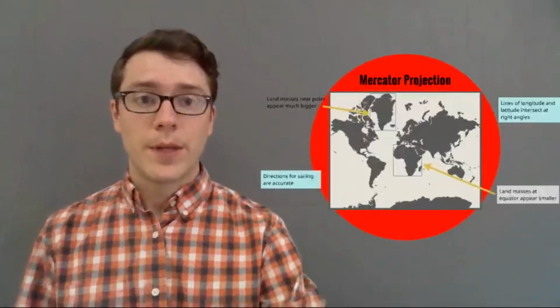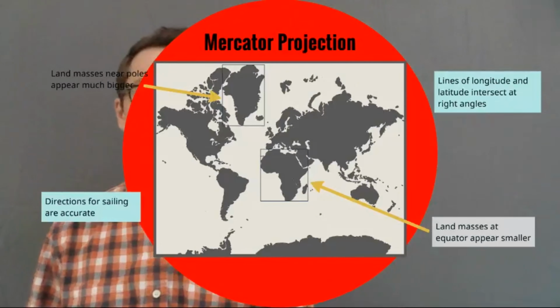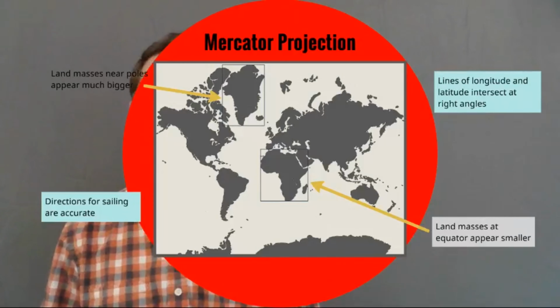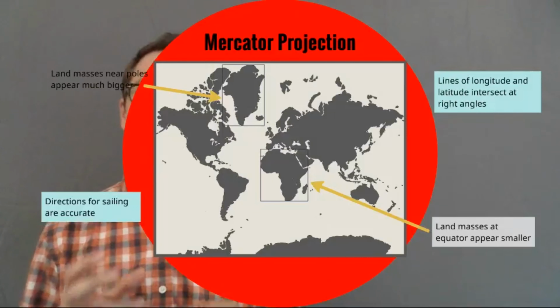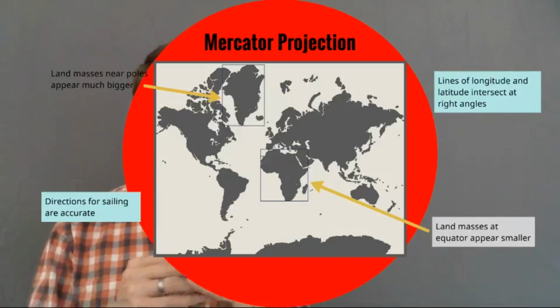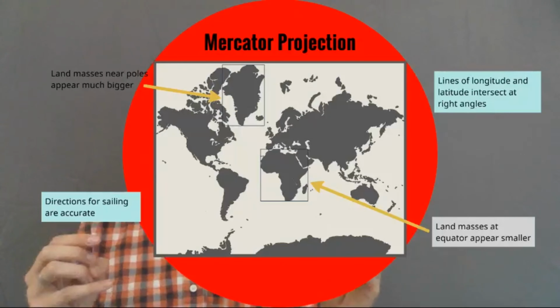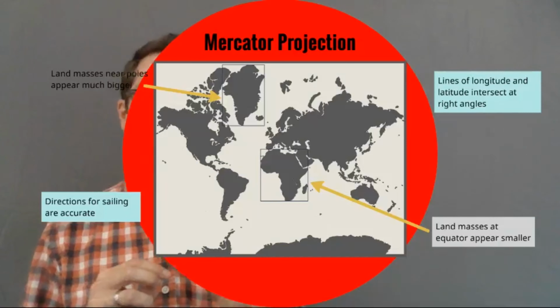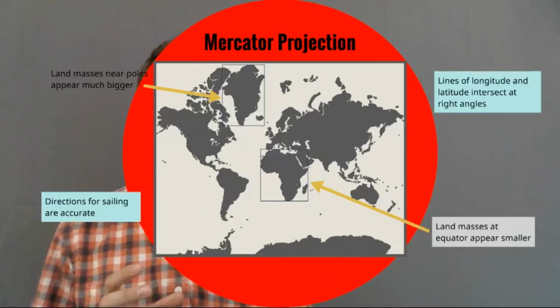The first one is the Mercator projection. The Mercator projection was made in the time of discovery, so when sailors were sailing from Europe around the world. So the problem with the Mercator projection is it distorts the land area. It gets the distances and the lines of longitude and latitude correct. They make very accurate sailing directions, but the problem is the land masses are completely distorted.